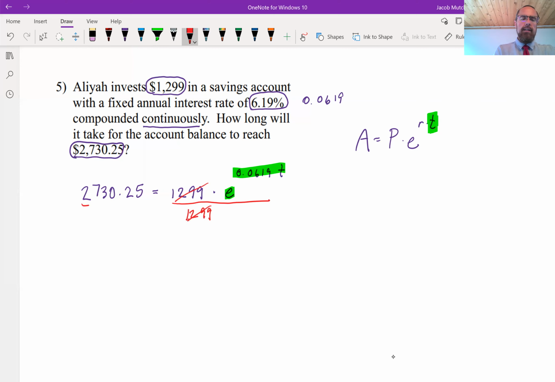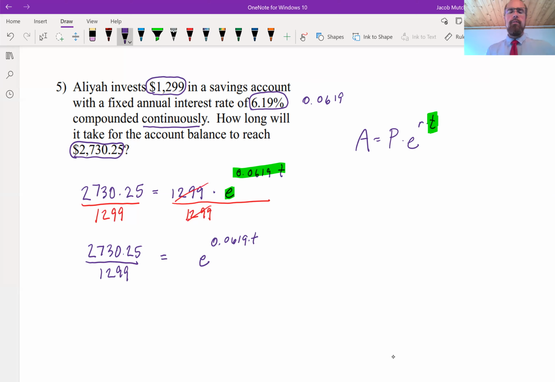And with a question like this, I don't want to do any intermediate calculations. I just want to build up an expression on the left side that I can type in all at once. So for my next step, I'm not going to actually divide here on the left. I'll just record $2,730.25 over $1,299. And that now equals base E to the power of 0.0619t. So in terms of our intermediate steps, we've gotten that base E to the power isolated.